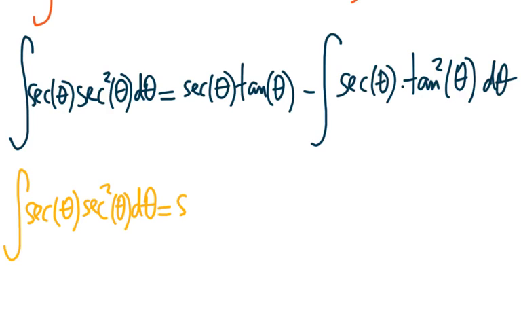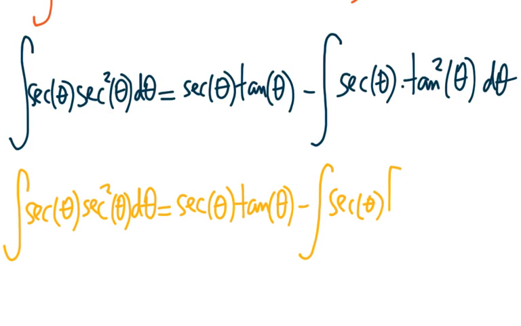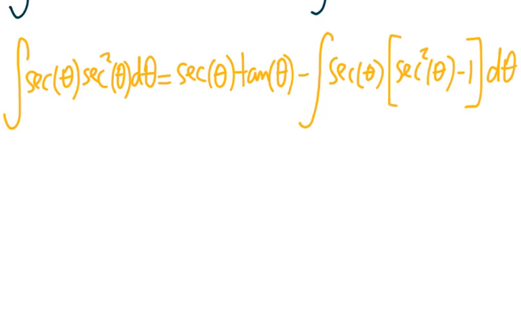I already say it's equal to secant theta, tangent theta, minus, this time I'm going to change, like you said, tangent squared theta into what? What is tangent squared theta equal to? Tangent squared is secant squared theta minus 1, d theta. All right. Let's distribute the secant.